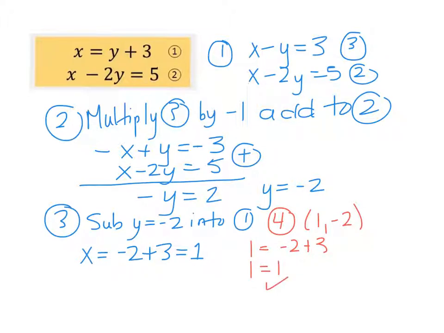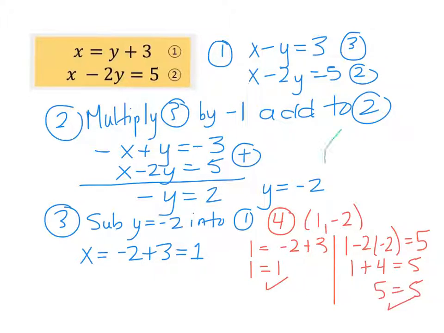In my second equation, I'm going to substitute 1 for x minus 2 times the y, which is -2, and test if that's equal to 5. So I have 1 plus 4 equal to 5. 5 is equal to 5. So therefore, my solution of 1 and -2 is correct.